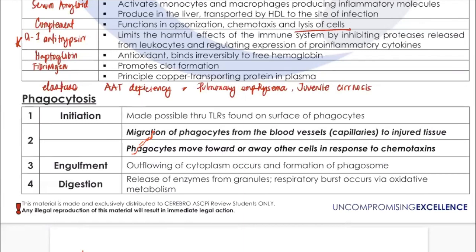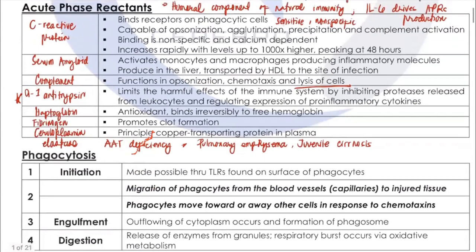Okay, and lastly, we have the principal copper transporting protein in the plasma, that would be ceruloplasmin. Okay, so si ceruloplasmin also has a function, by converting iron from its ferrous to its ferric state. Kasi the ferrous state of iron is also toxic. So kino-convert niya ito sa kanyang ferric state, para also to prevent the toxic effect of that form of iron. Okay? So those are the acute phase reactants.